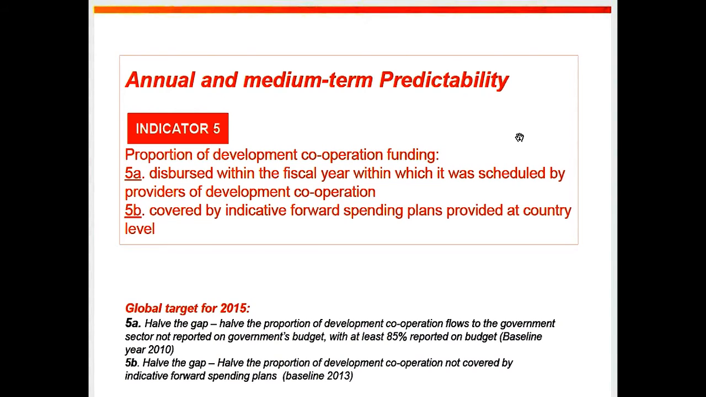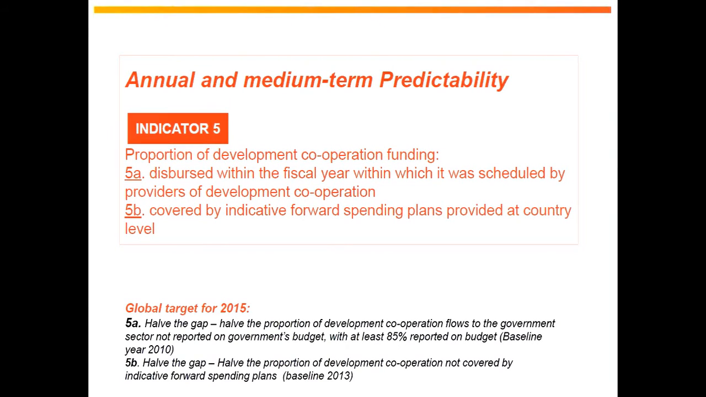Okay. So we're going to look specifically at annual and medium-term predictability for this indicator. 5A is going to look at annual predictability, so it's looking at what was disbursed within the calendar or fiscal year within the country in comparison to what was scheduled for disbursement by that provider. And then we're also going to look at coverage by forward expenditure plans by providers within the country. So these targets come from the 2010 or 2013 baseline, and they're formed as having the gap. So we'll see specifically what this means with some charts coming up in a few slides. But you can see specifically what the targets are here for 2015 or for this upcoming survey. And again, we'll see in some charts.